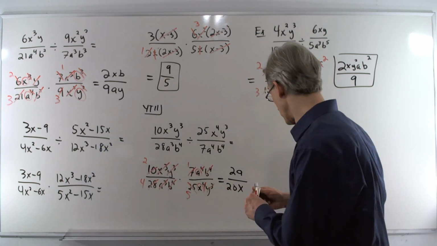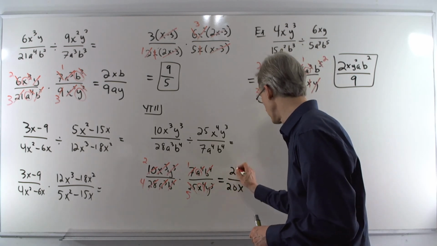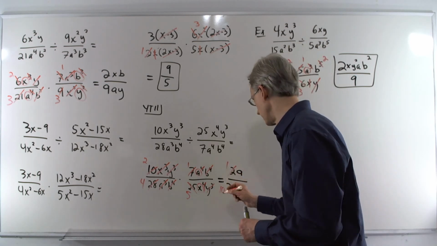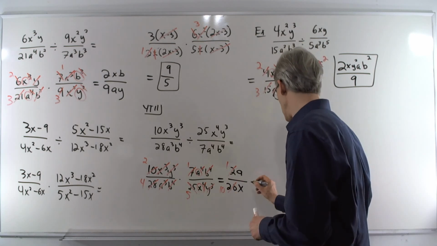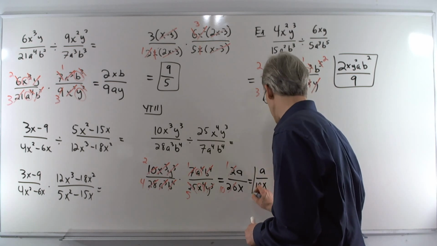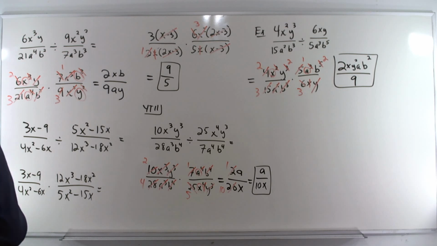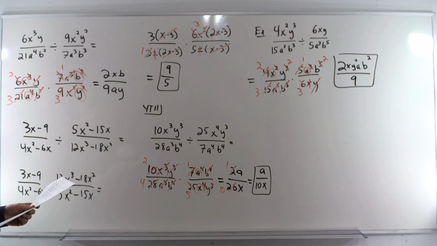Right now, didn't quite simplify fully. We've got 2 over 20. That reduces to 1 over 10. So our final answer then would be a over 10x. And that brings us to your turn, number 12.